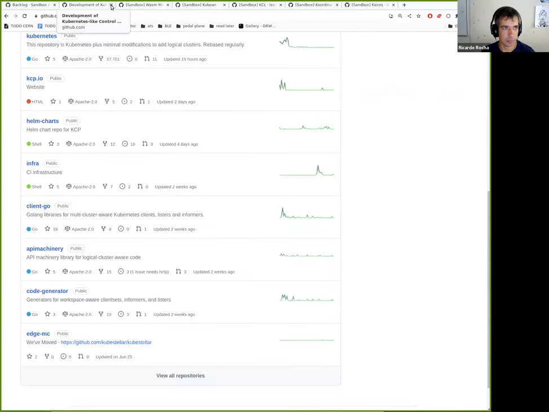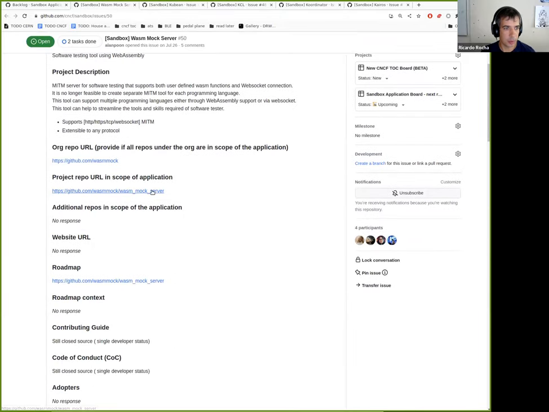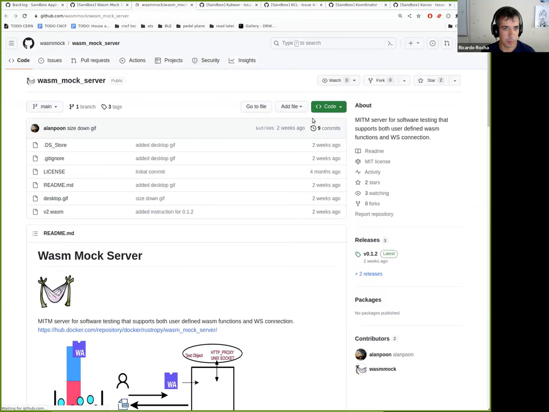For a vote. Moving on. So the next one was mock server, and I'll just open the repo, because I don't know if you went a bit deeper, but this looks a bit early.